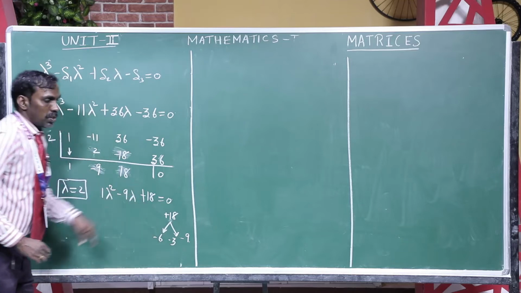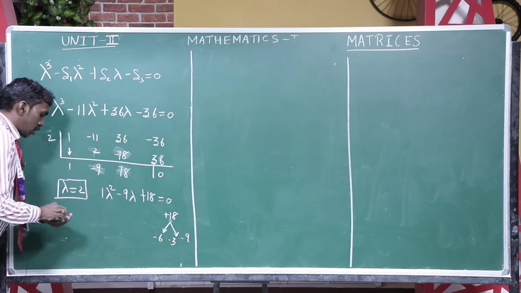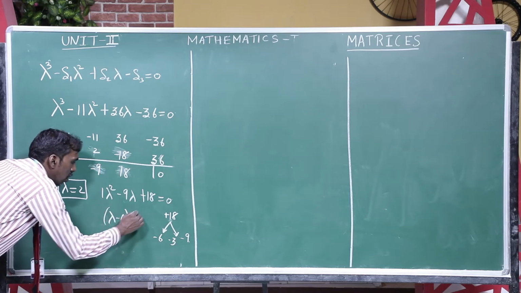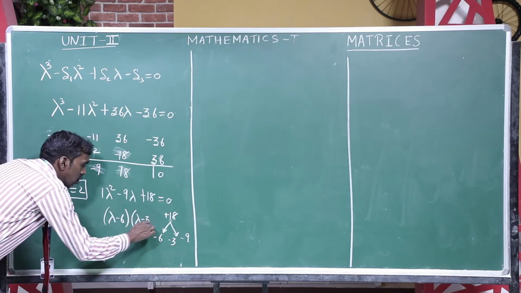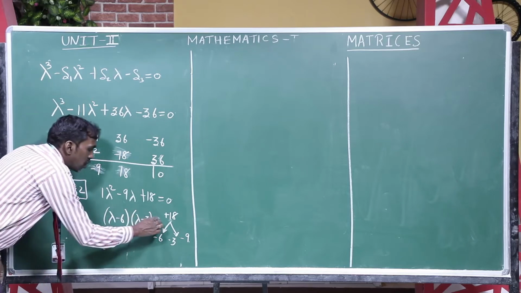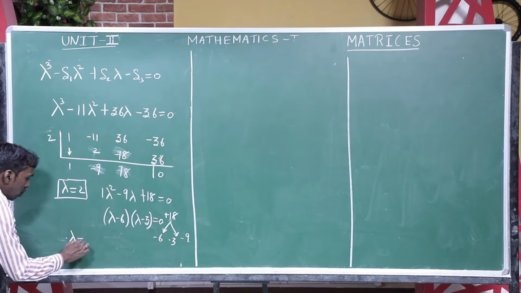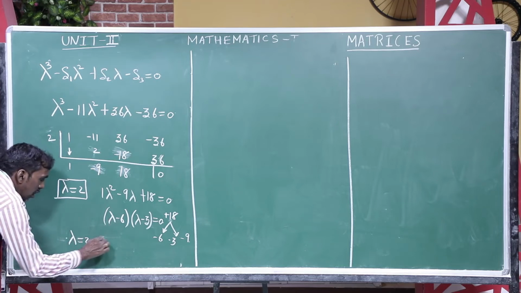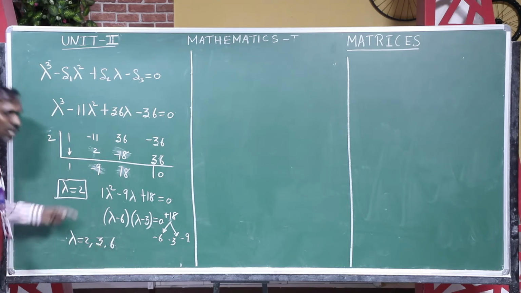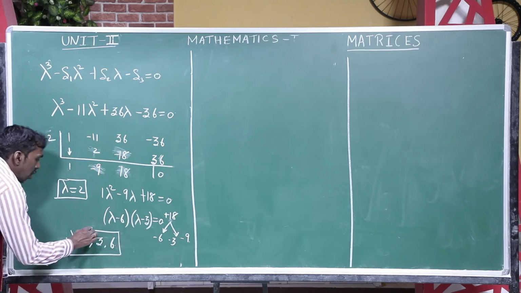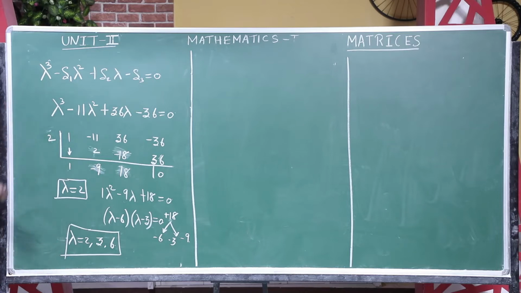So what is the factorization here now? Lambda minus 6, then lambda minus 3, equal to 0. So what are the eigenvalues? Finally we got lambda equal to 2 already, here 3 and then 6. You have three eigenvalues: 2, 3, 6. So this is our eigenvalues. So step 2 will be over.